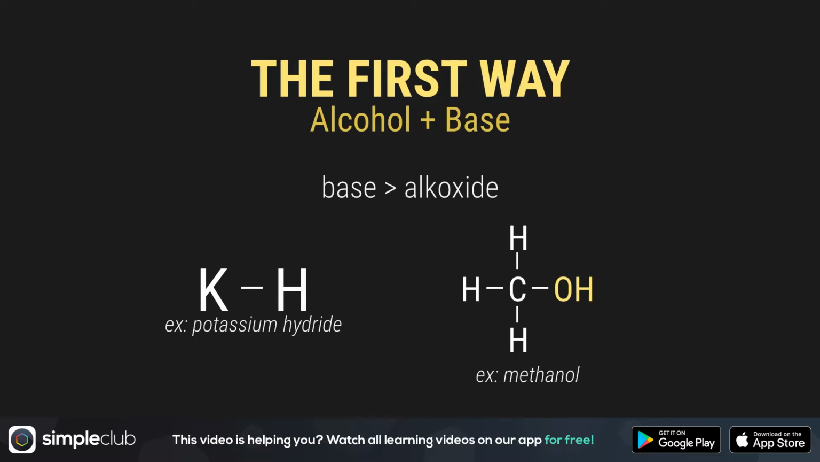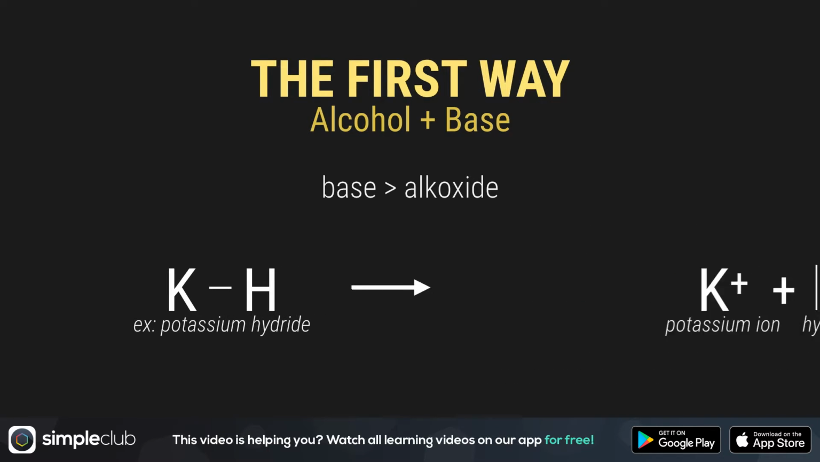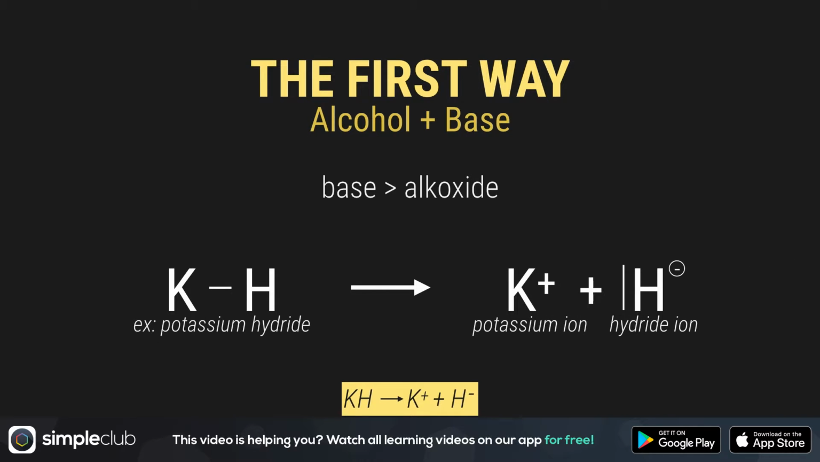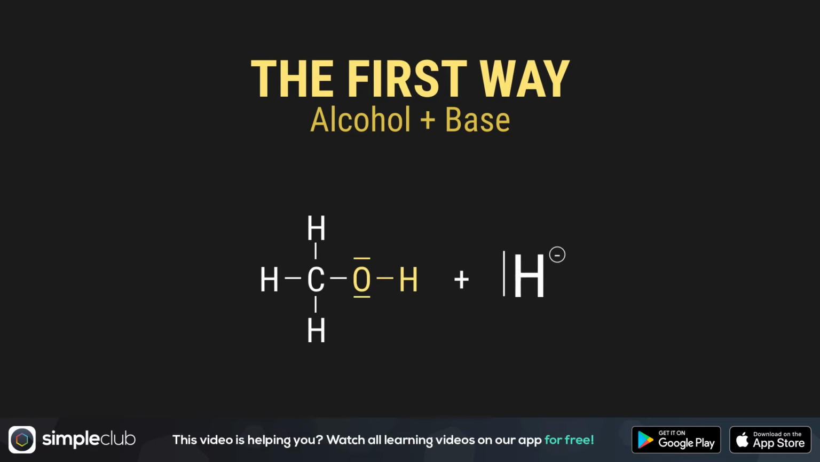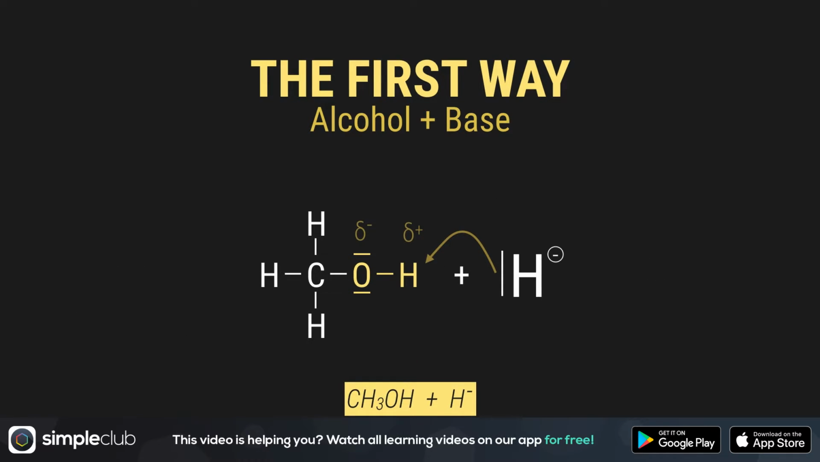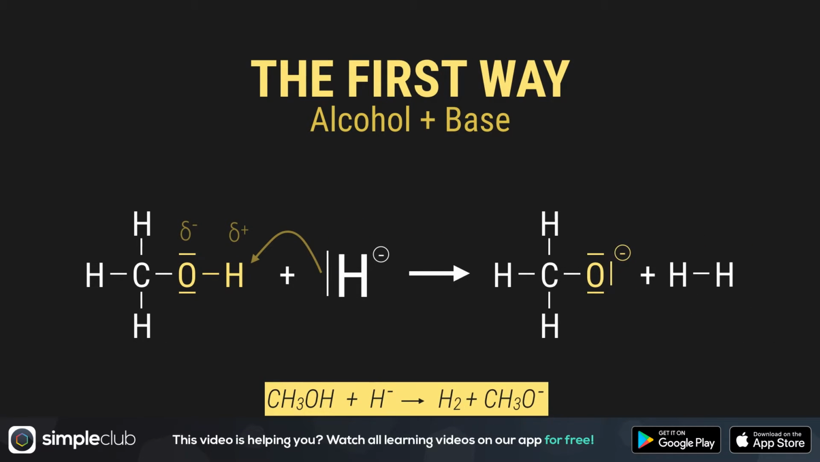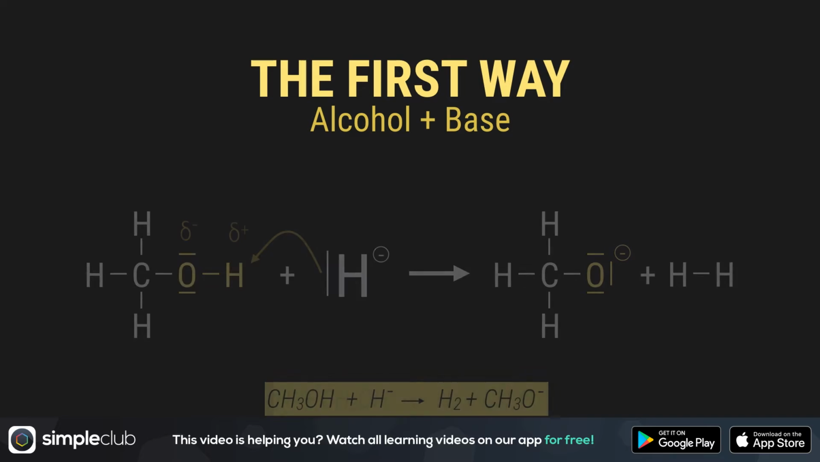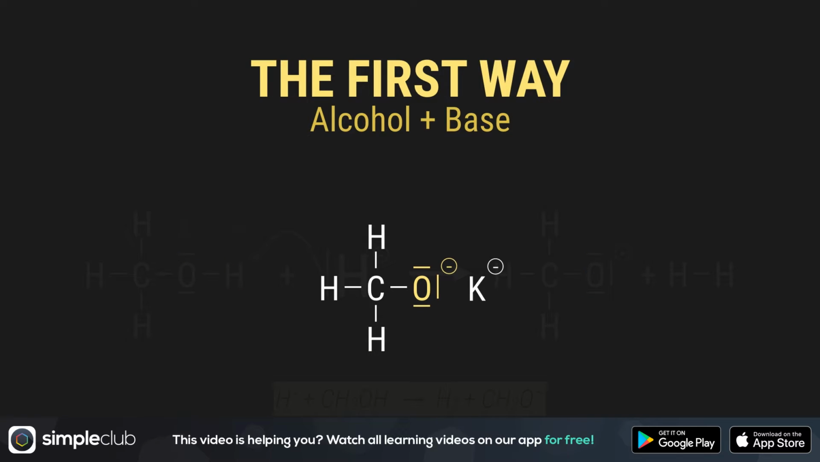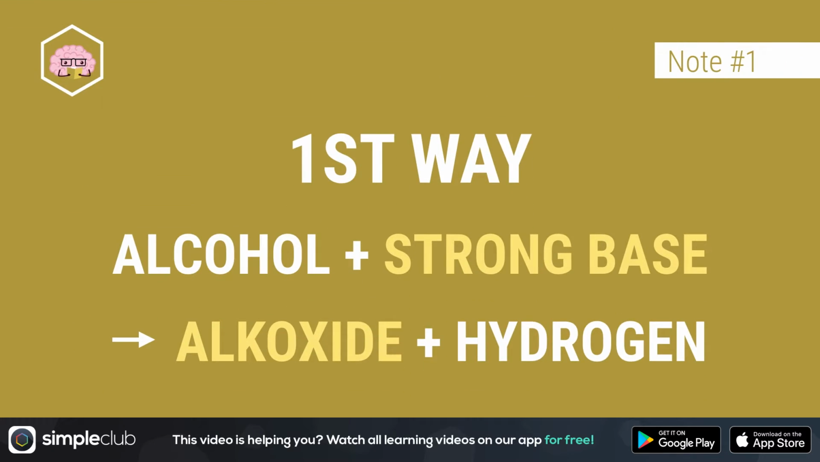The potassium hydride splits up into a potassium ion and a hydride ion. The hydride then goes after the hydrogen atom in the methanol's hydroxyl group, which has a partial positive charge. This produces elemental hydrogen, H2, and the methanol becomes methoxide. The potassium ion stabilizes the methoxide electrostatically. There's not much more to it than that. So the first way to produce alkoxides is to react alcohols with very strong bases.